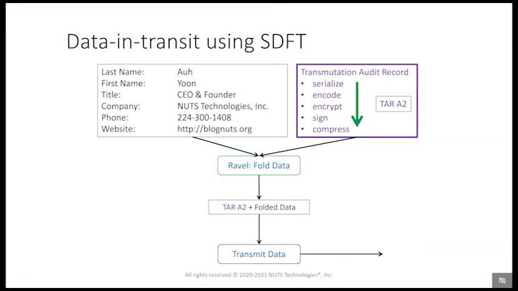Now that we've introduced transmutations and the concept of forward and reverse transmutations, let's look at data in transit using SDFT as the methodology. In this case, with the same structured data, we now create something called the transmutation audit record, which is just a series of ordered transmutation commands. We call it a TAR A2. We follow these transmutation commands on the structured data, and we call this command the ravel or fold data command. We fold the data along with the TAR and transmit it.